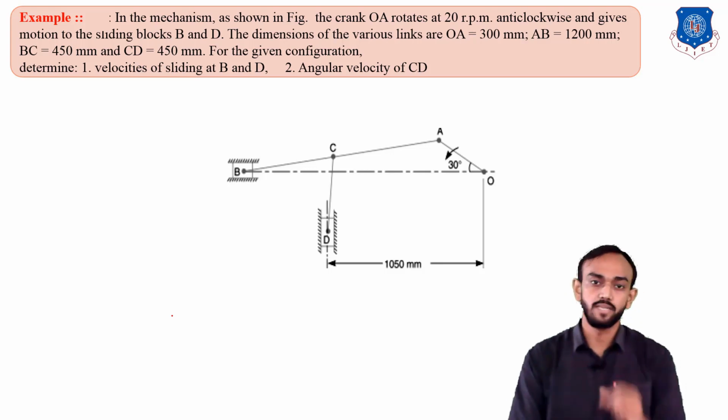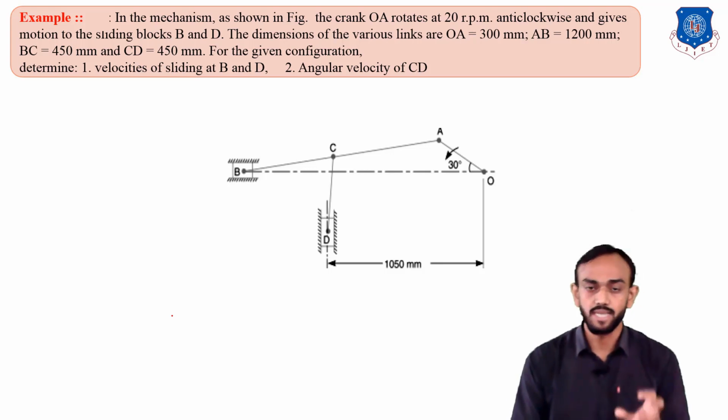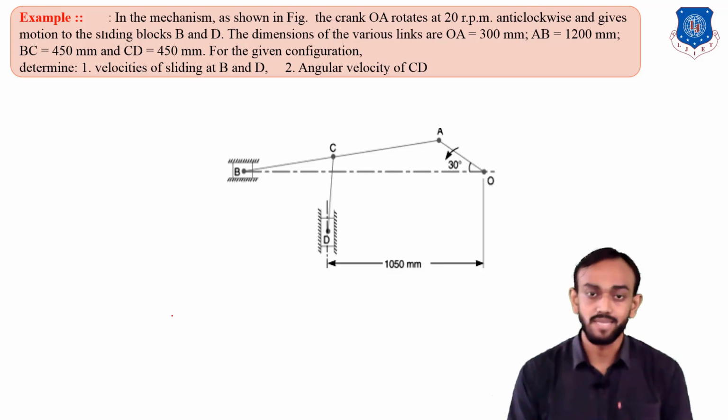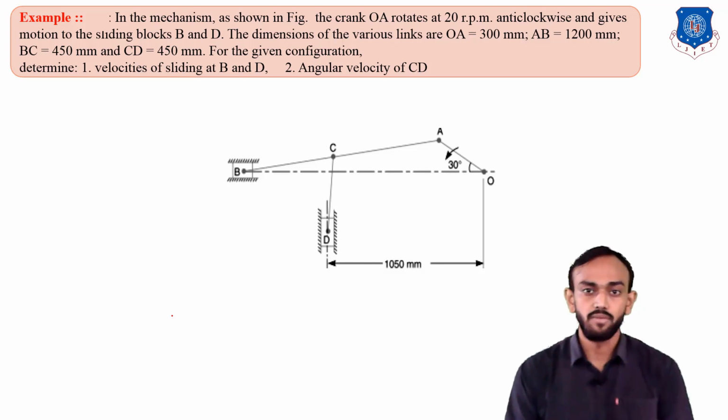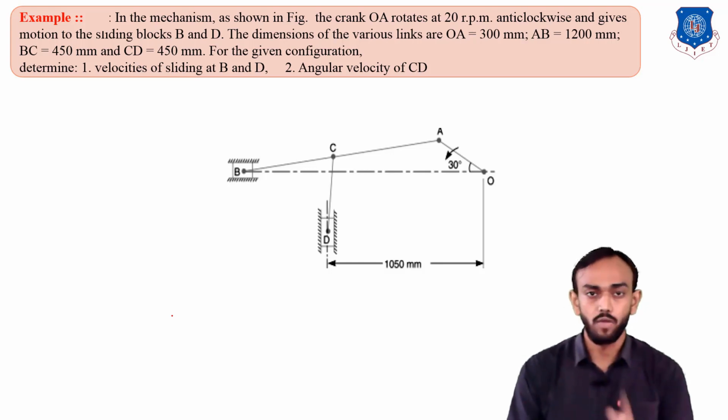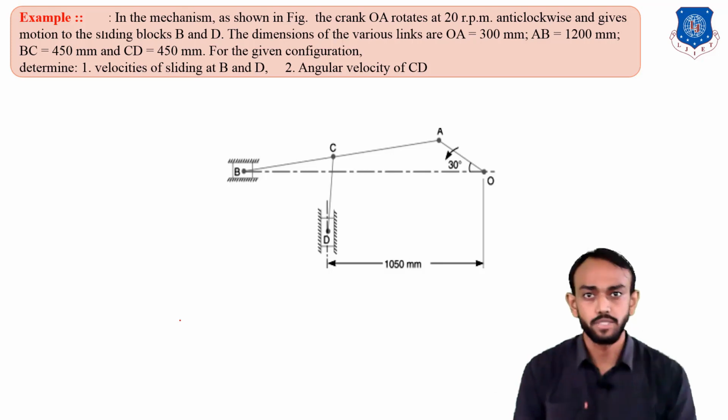So let's solve this. Whenever you see this example in a book or in a question bank, acceleration is also given because this example is from acceleration. That we will discuss later on, but right now we will just find the velocity of this mechanism. In the mechanism as shown in the figure, the OA crank is given at 30 degrees, and the direction is also given, which is anti-clockwise.